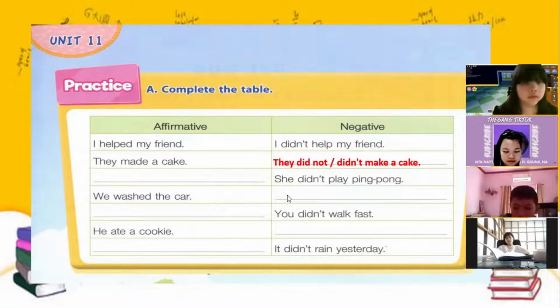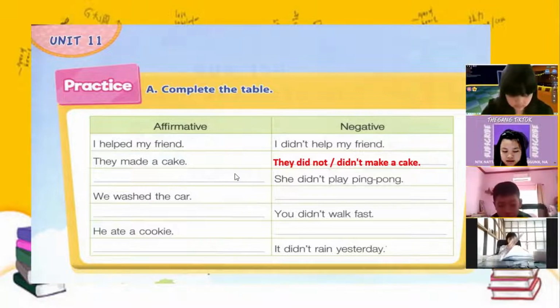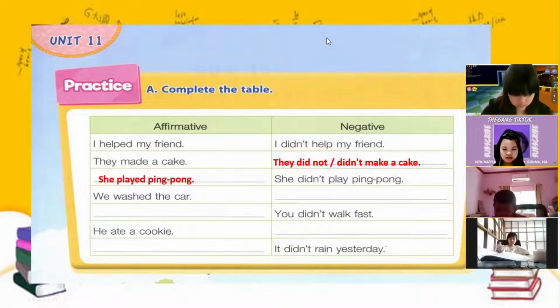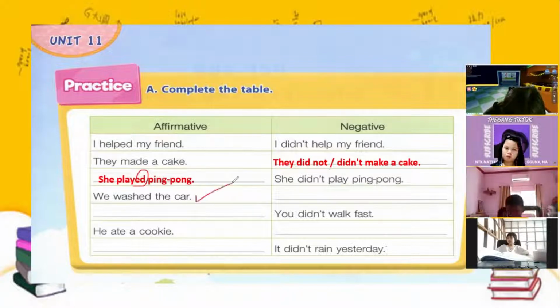We have a negative sentence. She didn't play ping pong. So what will be the affirmative? Can anyone tell me? She played ping pong. Very good. Here you see it's a regular verb. So we add ed. And here it's unchanged. Okay, now another sentence we have, we washed the car.